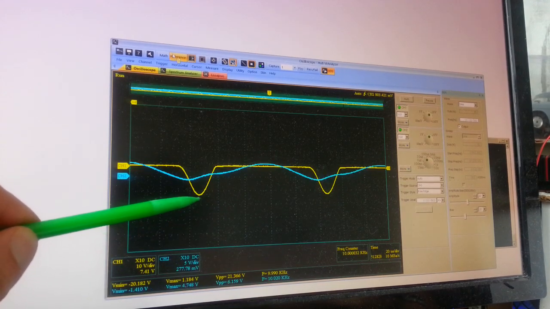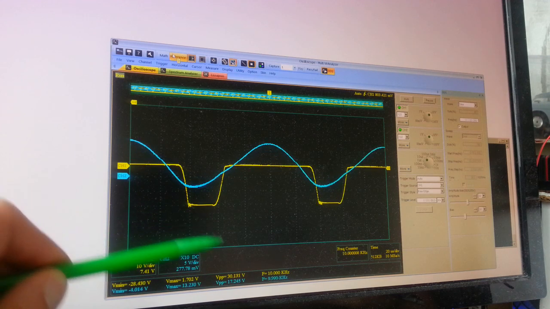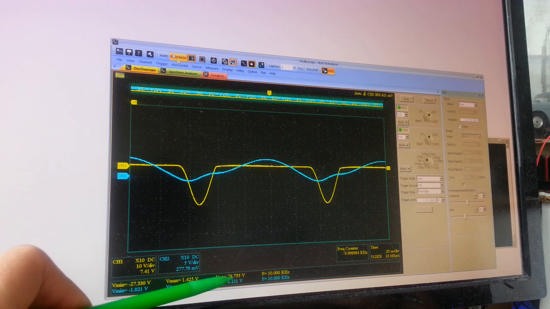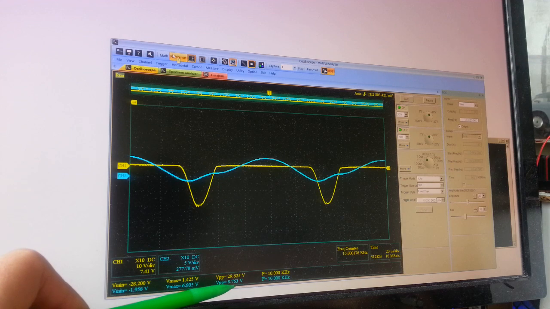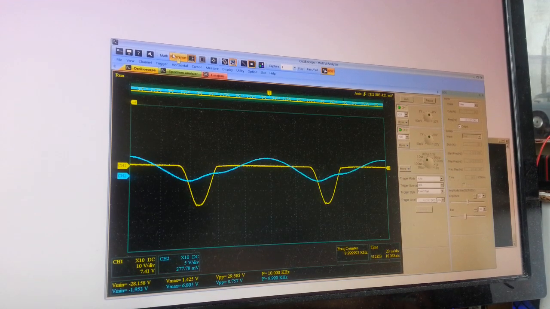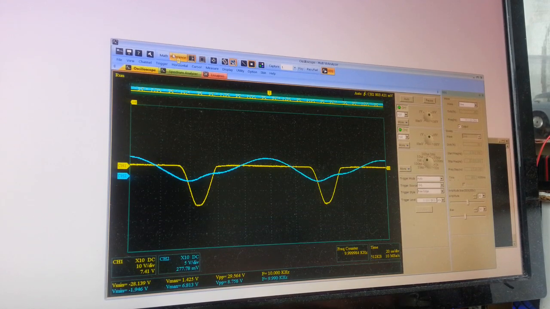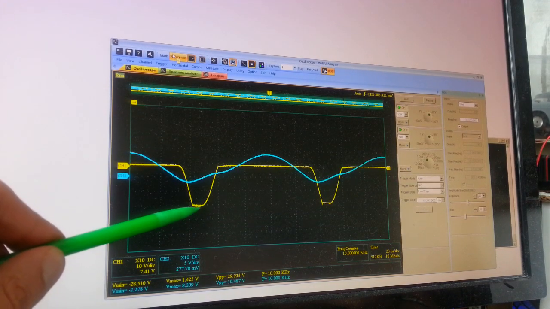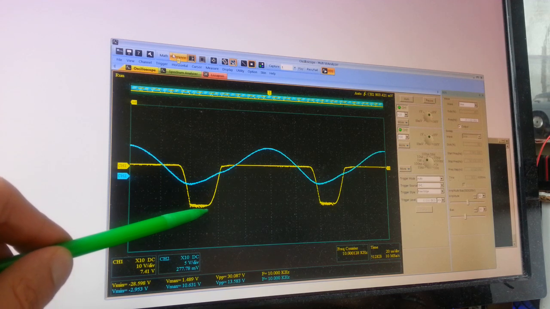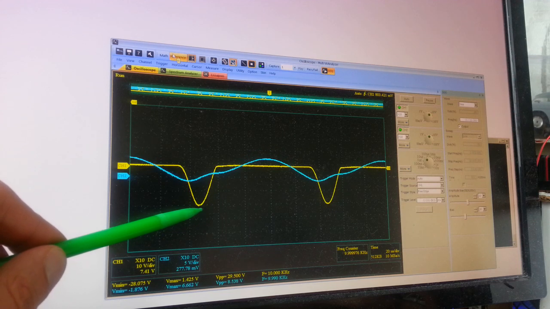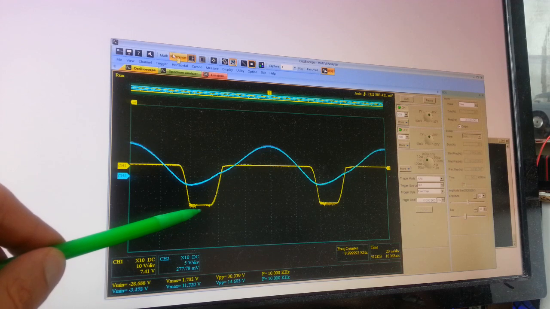So once again, the peak voltage is around 29 volts. So you cannot apply a higher voltage to the Schottky diode of this type, otherwise it's not going to resist, not going to be capable of protecting your circuit or rectifying the signal.